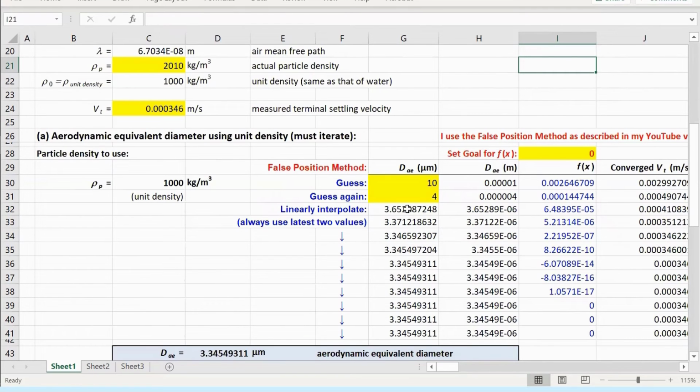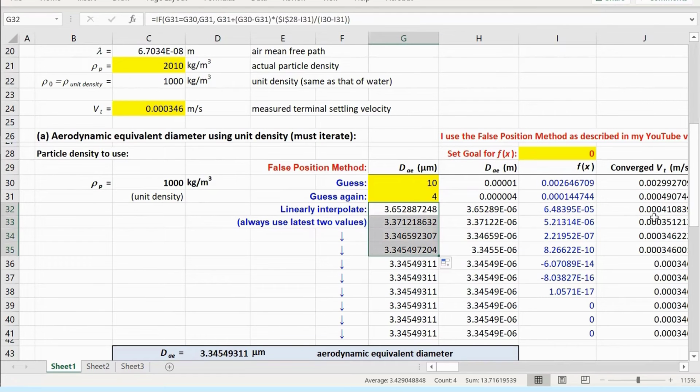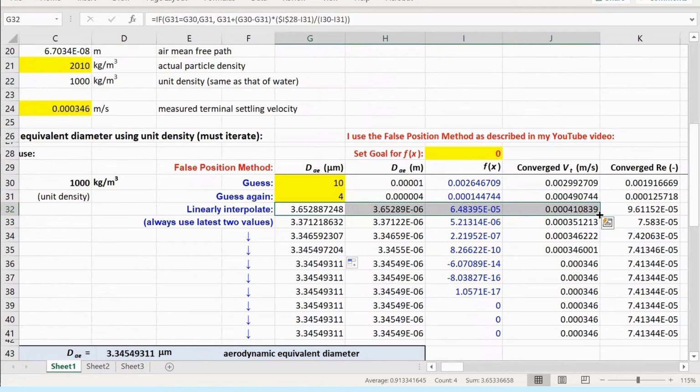So I make two guesses, and then this is just a linear interpolation. You can see the equation up here. There's linear interpolation so that I can predict a new DAE based on these two guesses and the f of x's. I explain that in more detail in my tutorial video about false position method. But as you can see, then I just copy and paste this down like this. And these other rows, you can actually grab a whole bunch of these, and I went all the way across, but I'm only doing 4 columns here to fill those down.